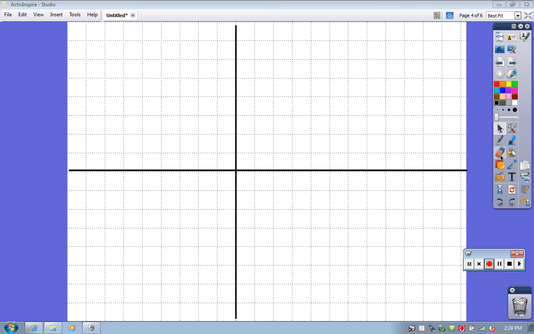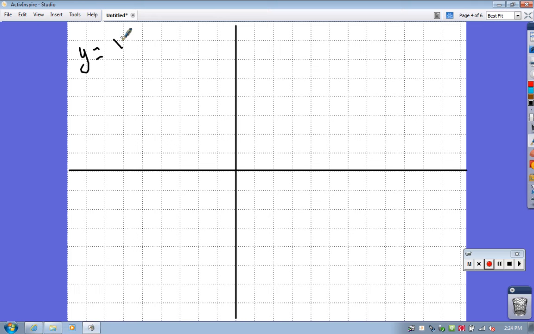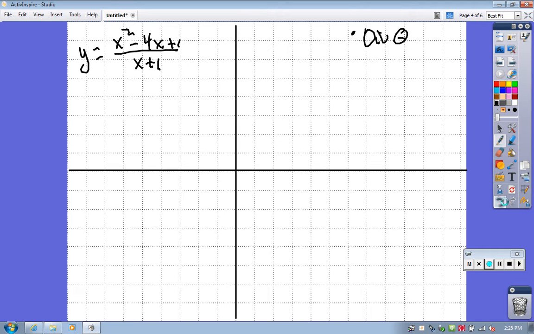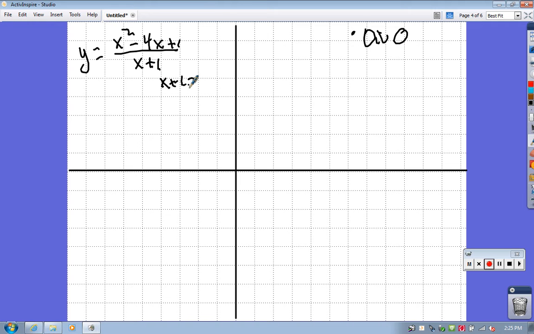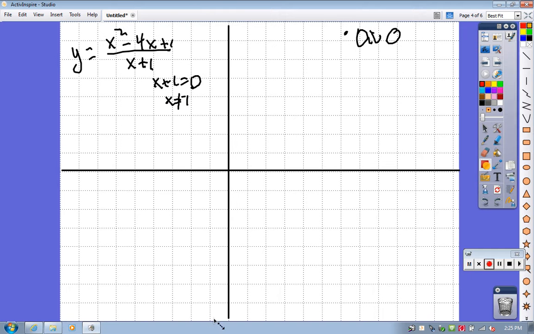All right, so I just asked you to give one a try, and it looked like this: x squared minus 4x plus 1 over x plus 1. And there's a couple pieces here. One of them is, I know I can't divide by 0, not cube, but 0. So take that denominator, set it equal to 0, subtract 1 from both sides, negative 1. So I know that x cannot be negative 1. That gives me that vertical asymptote.